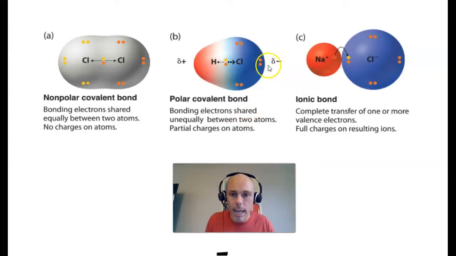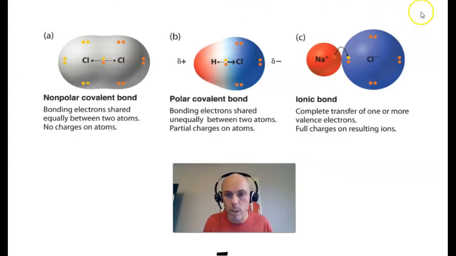This delta negative means partially negatively charged. On the other hand, the atom with the higher electronegativity value will be spending less time with these electrons and will have a partial positive charge, denoted delta positive. A nonpolar bond, on the other hand, would exist between two like atoms, chlorine, where the electrons are equally shared. They spend the same time with each atom, and neither atom ends up being partially charged. Both atoms end up being overall neutral.